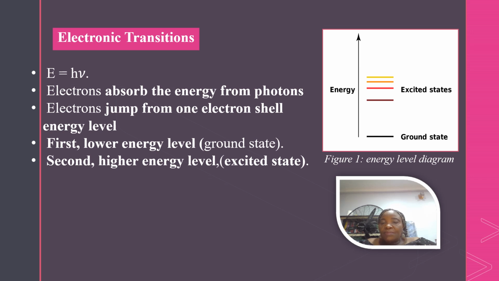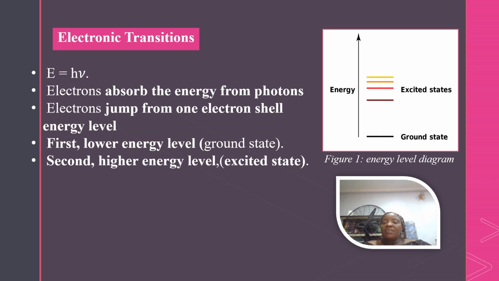Electronic transitions. We say that electronic transitions occur in atoms and molecules due to the absorption or emission of electromagnetic radiation, typically UV or visible. The energy change associated with a transition is related to the frequency and wavelength of the electromagnetic wave by Planck's equation, E equals hv.